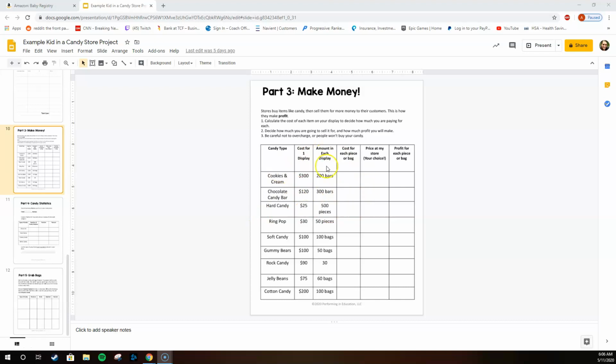And today it's all about making money. So you have to work on figuring out the cost of each piece or bag of candy. Then you have to choose a price, and then you're going to have to find your profit. So we're going to do one together.